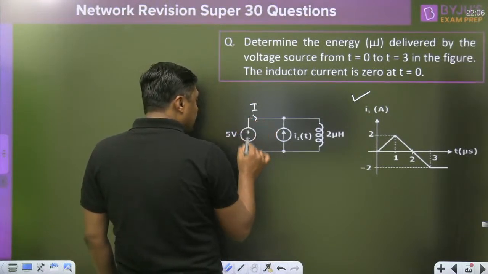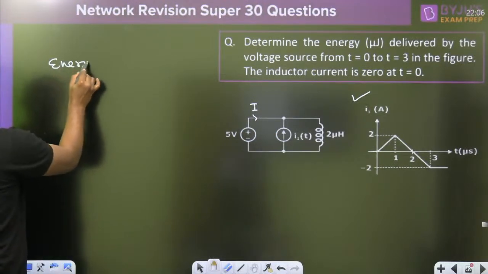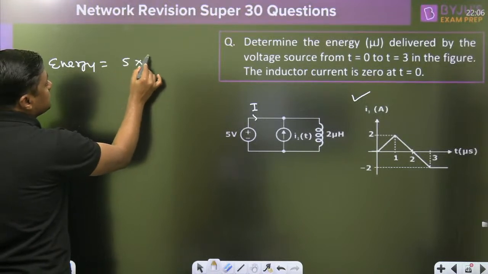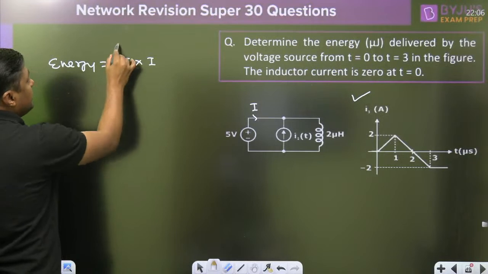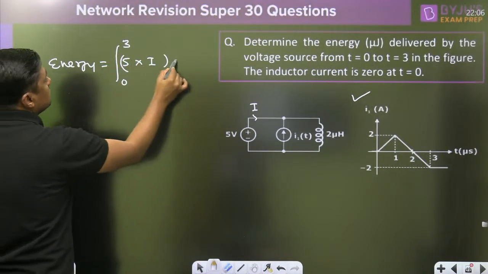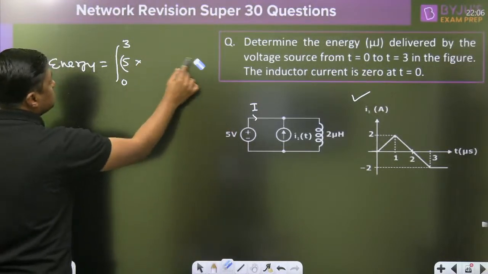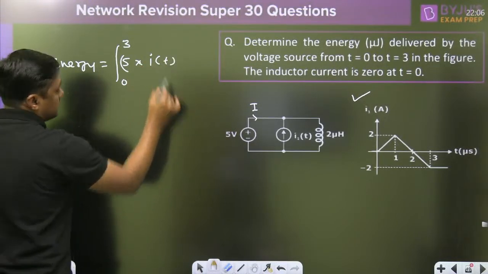Always remember, the energy given is what? 5 into i. This is the power. You have to integrate it from 0 to 3 dt. Now you have to get the equation of i, that is a function of time, i(t).